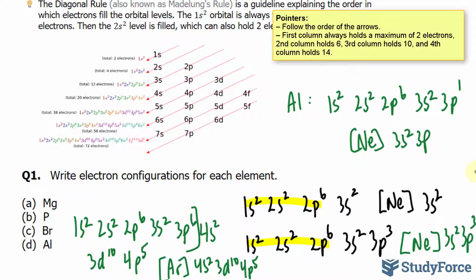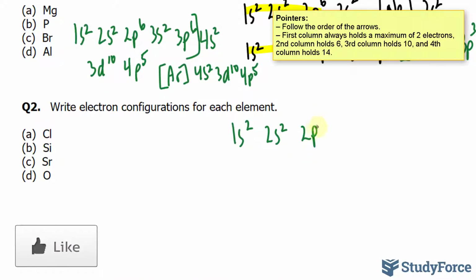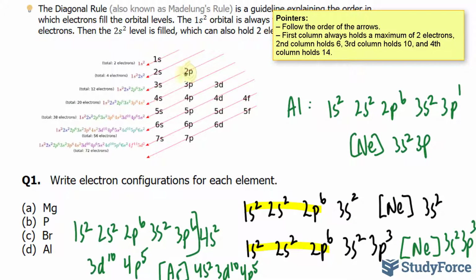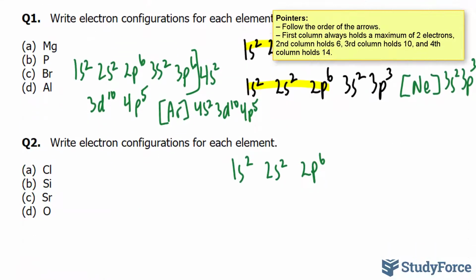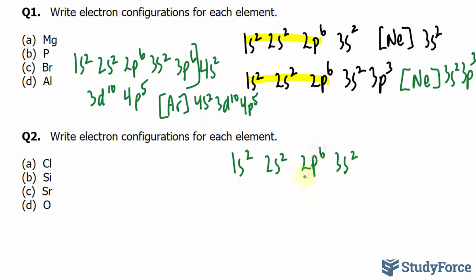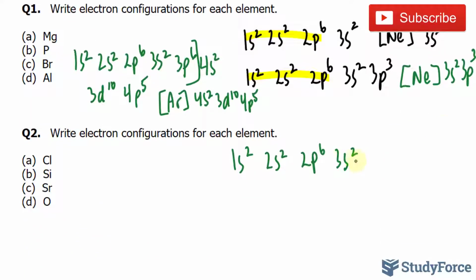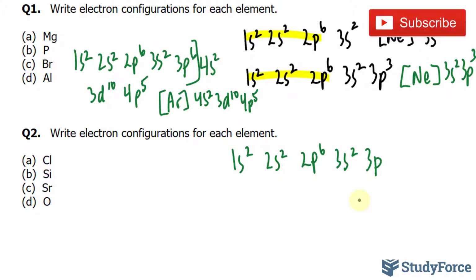Going back to this, after 2s comes 2p, and that holds up to 6 electrons. 7 more left. After 2p, following this arrow, is 3s. 3s holds 2. That's 2 plus 2, 4 plus 6, 10 plus 2 is 12. 5 more left. After 3s comes 3p, and this holds up to 6. Because it holds up to 6 and we only have 5 more left, we'll just write down 5.